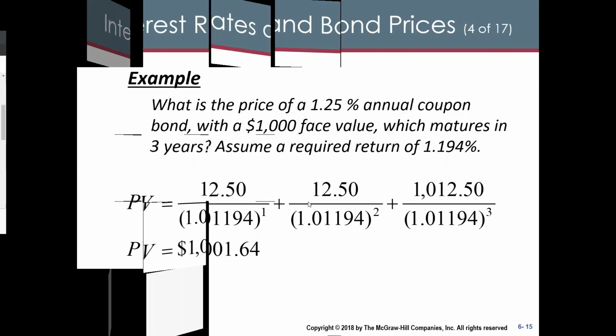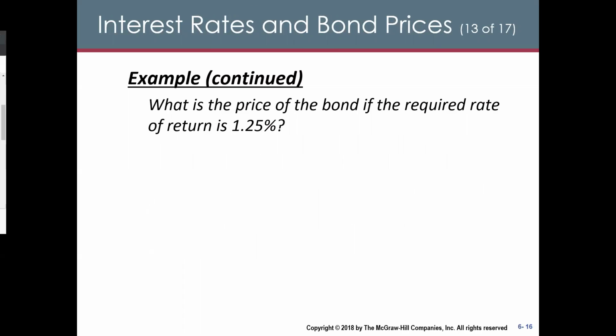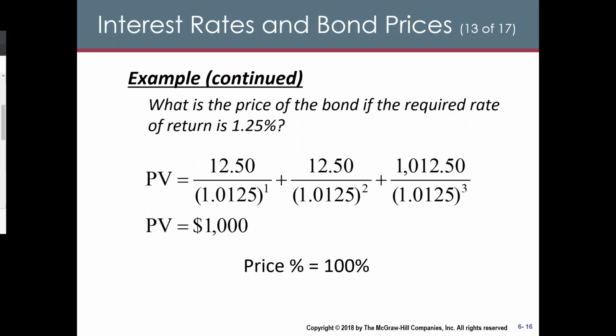Next, what if we make some change, saying the required rate of return instead of 1.194 is 1.25. So same cash flow as before because the coupon is the same, the face value is the same, the number of payments is the same. However, the discount rate here, instead of 1.194%, is 1.25%. So the discount rate here is changed, and this time we get a present value of $1,000.